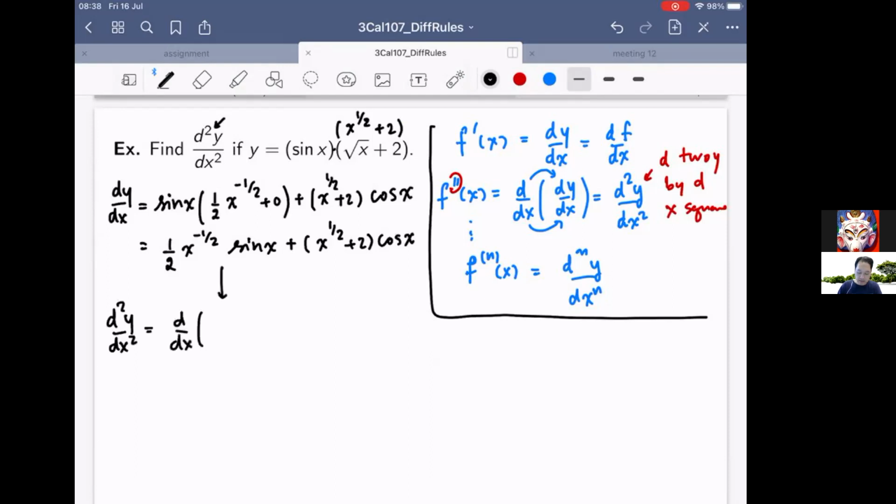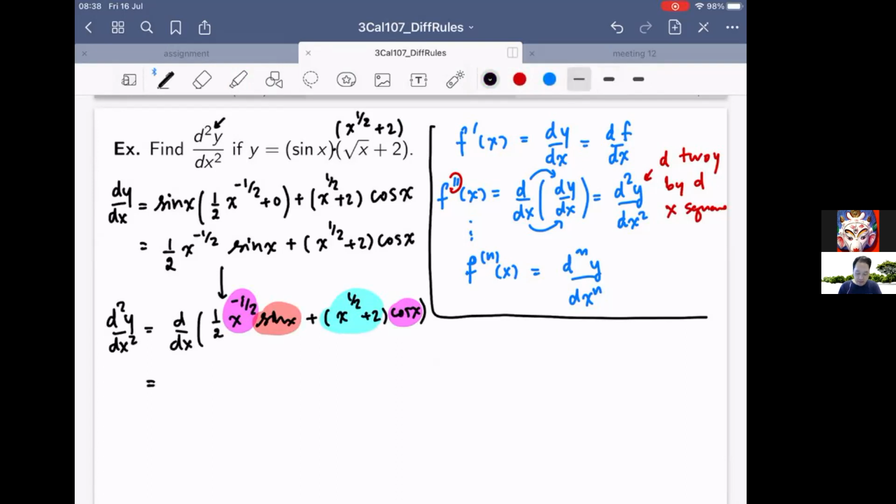All right, so to find the second derivative, it's simply the derivative of this whole thing, sine x, and this one plus 2 cosine of x. You need to look at it this way: the first term depends on two functions multiplied. The second term also depends on two functions multiplied. So for both terms, you need to use the product rule again.